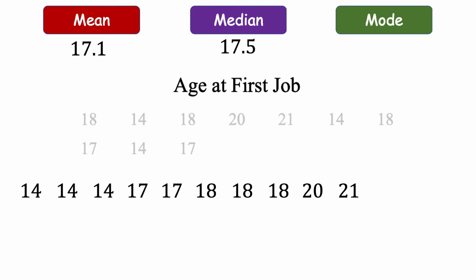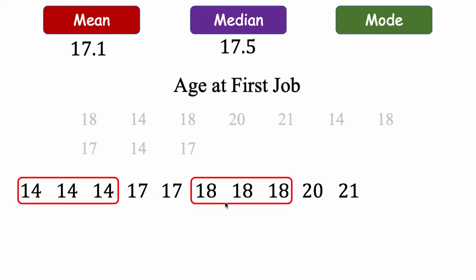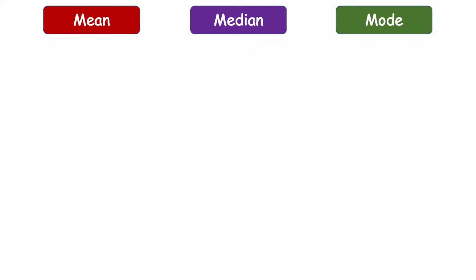Now that we have them in order, we can try to count out how many happen the most. Turns out there's a tie here between 14 and 18, so you actually have two. So 14 and 18 are both your modes. All right, and that's it. That's how you deal with a list of numbers.